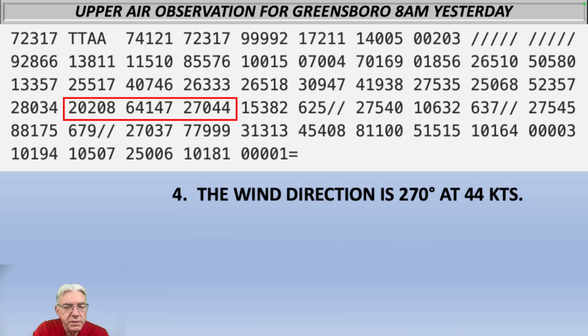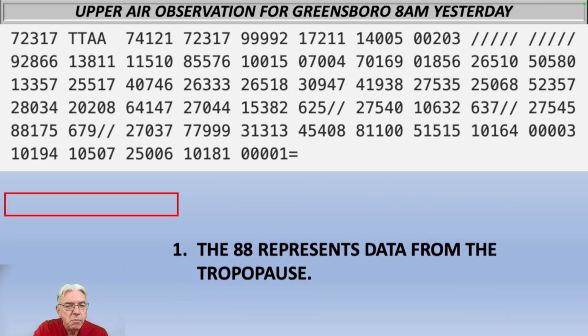The wind direction is 270 degrees, due west, at 44 knots. And, you know, in the wintertime, sometimes at this level, you can have wind speeds well over 100 knots, okay? So you get some pretty spicy winds up at those heights.